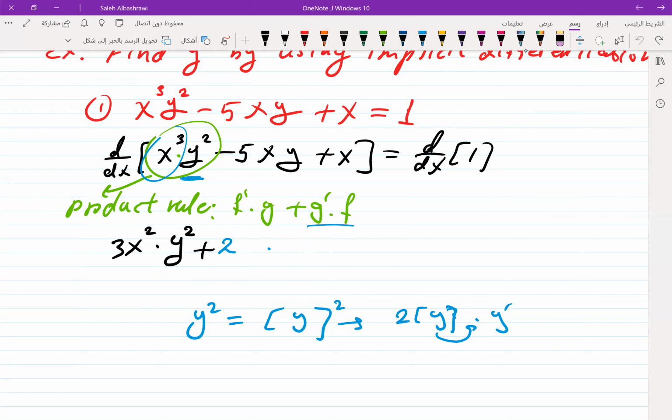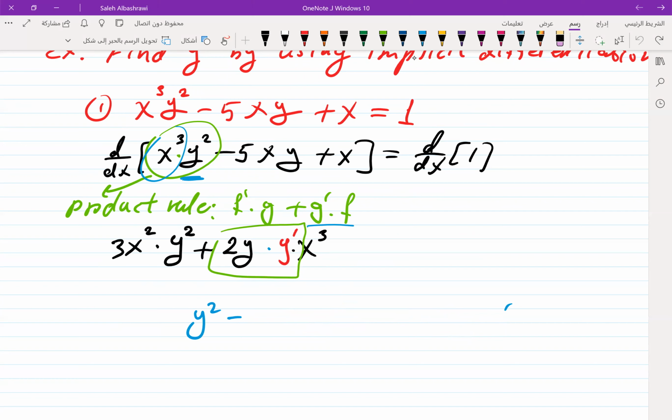Now this again, it is 2y multiplied by y prime. We must have this each time. Then x to the power 3. So the derivative of y squared is equal to 2y multiplied by y prime, multiplied by x to the power 3.